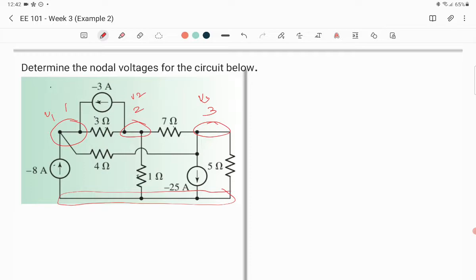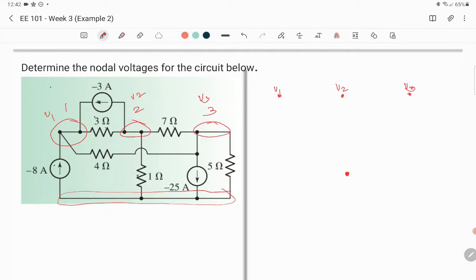Again, I just want to emphasize that redrawing the circuit is optional, but it is a very important step for you to be able to visualize the possible equations that you will need, and it will also minimize your errors when using nodal analysis. So now let's go to the redrawing of the circuit. First, we need to label our node voltages. We have V1, V2 here, and V3 here, and then our reference node.